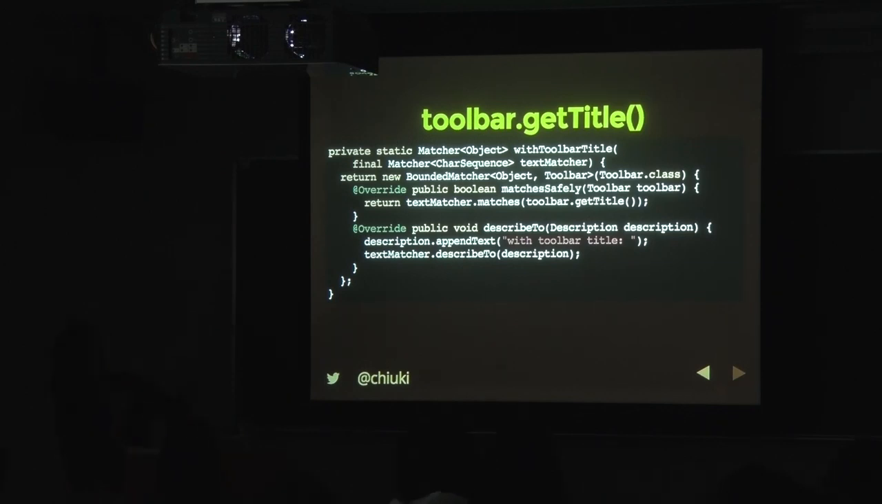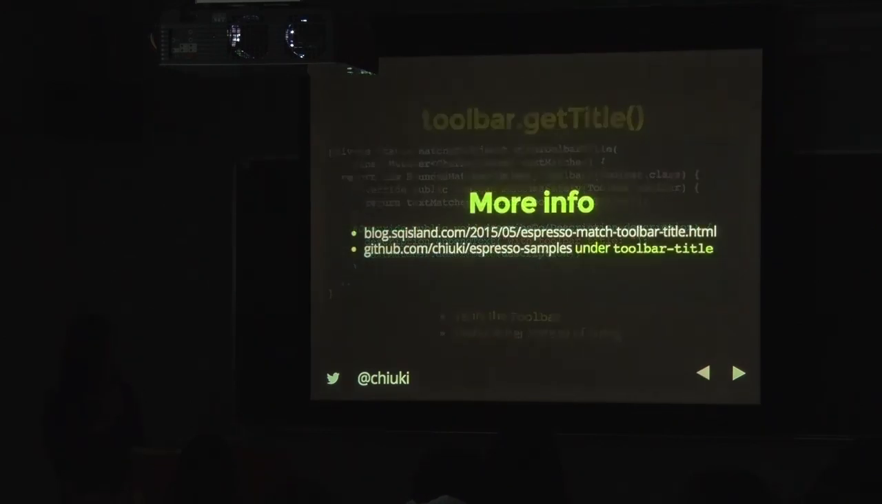The next part, the describe tool, is for debugging. So when something goes wrong, there's a way to say that, well, I'm looking for the toolbar title, this particular title, but then something else was matched. So far, so good? Okay, just want to make sure people are not sleeping. Good, you are laughing. Very good.